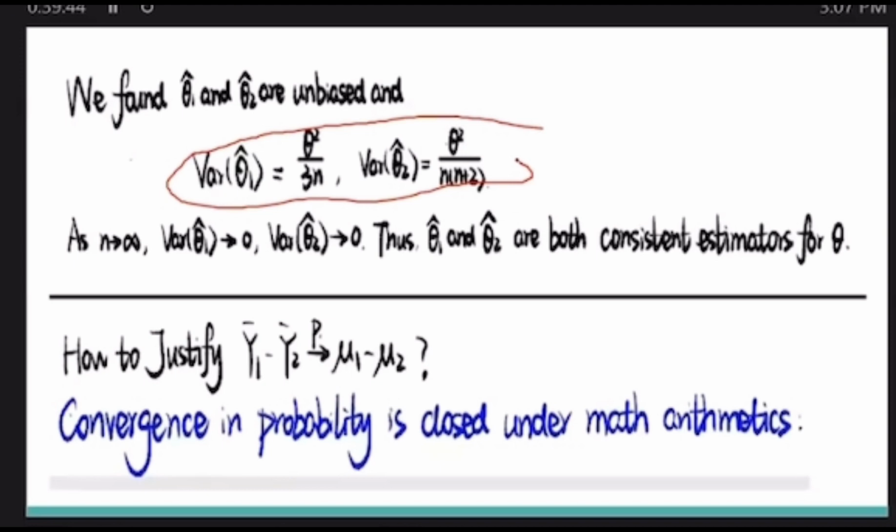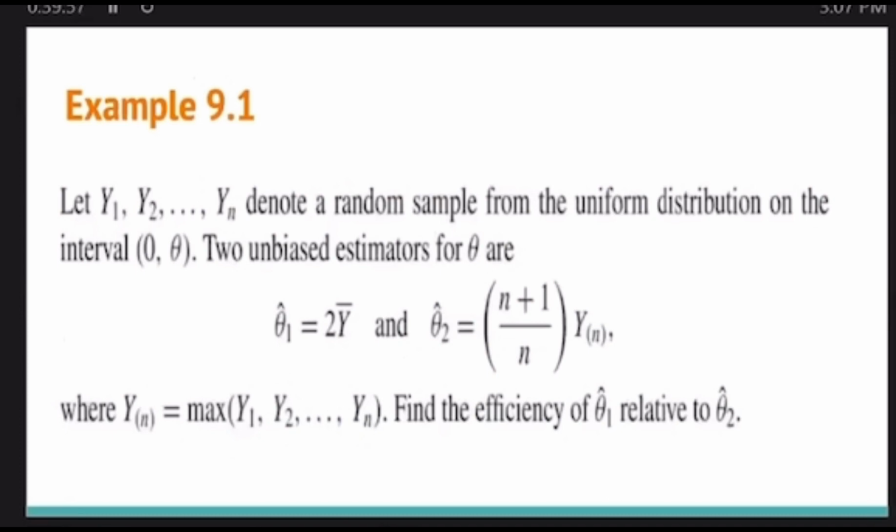I'm done investigating consistency. But let me tell you this. Imagine in the exam, I ask you to investigate the consistency of, maybe I gave you these two estimators. You do what we did on Wednesday, where you derive the variance. You start with the expectation, you see whether they are unbiased or not. Because if they are biased, you need to compute the mean square error.